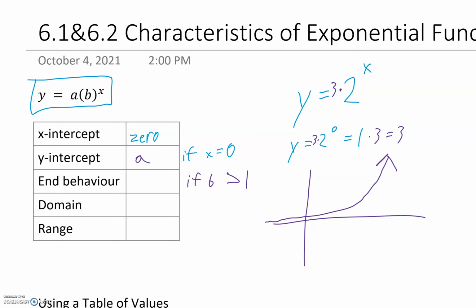Okay, and if b is less than 1, then it's going to do the opposite, which means it's going to start off really, really tall and then go closer and closer to 0. All right, so end behavior is given by b.